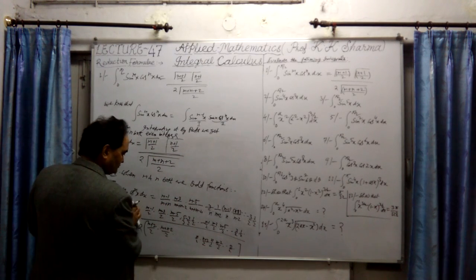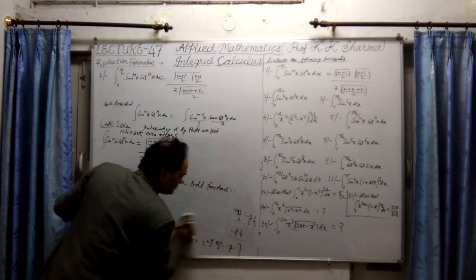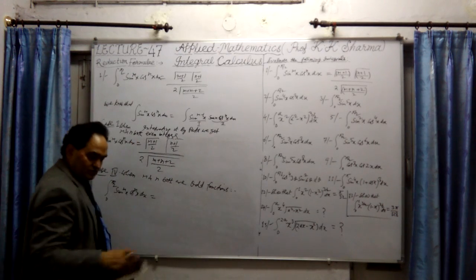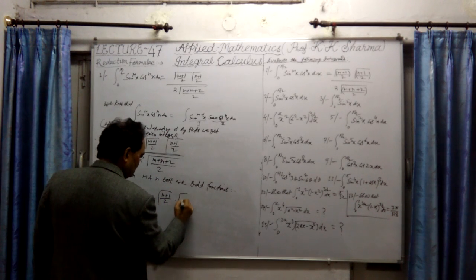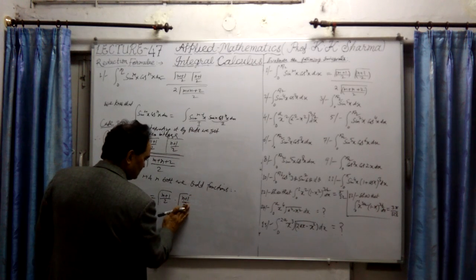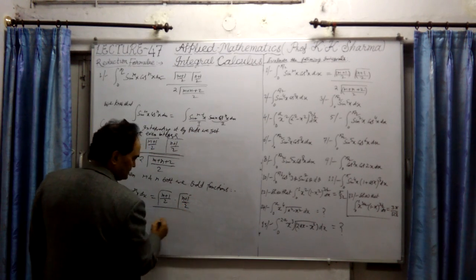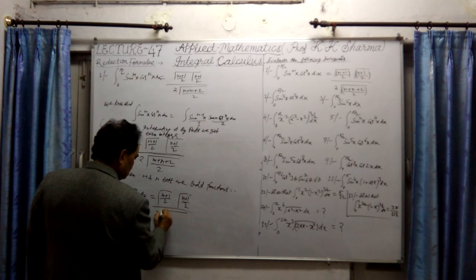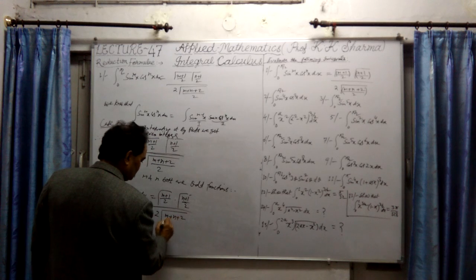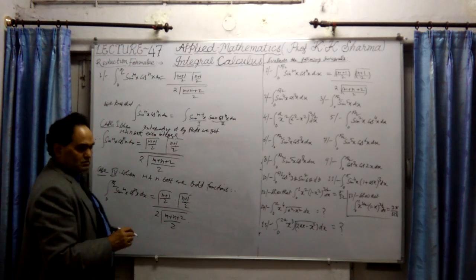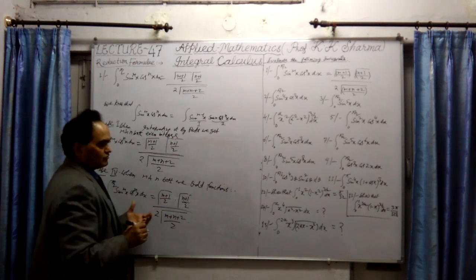Let me write. So the same value will be, of the first one, gamma of n plus 1 upon 2 into gamma of n plus 1 upon 2, the second part divided by twice gamma of n plus n plus 2 upon 2. This is the same value here in the odd function also.